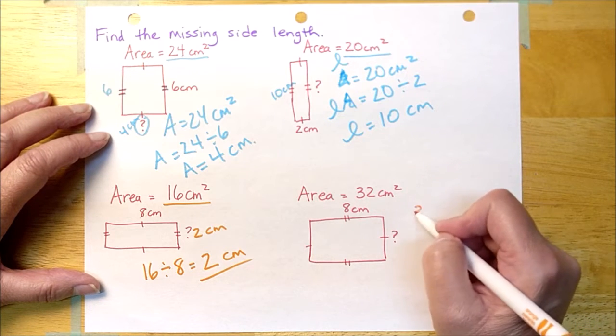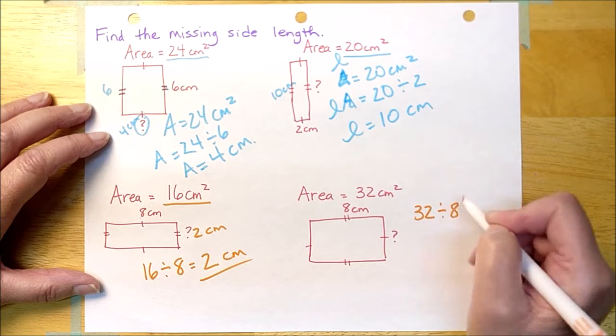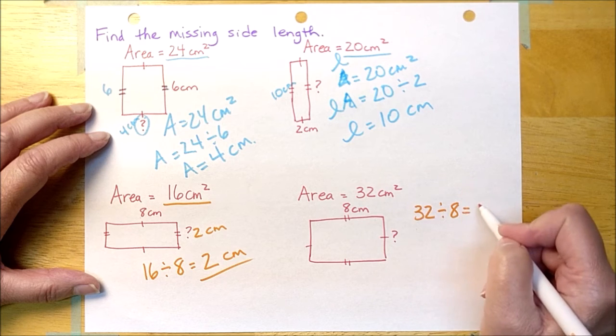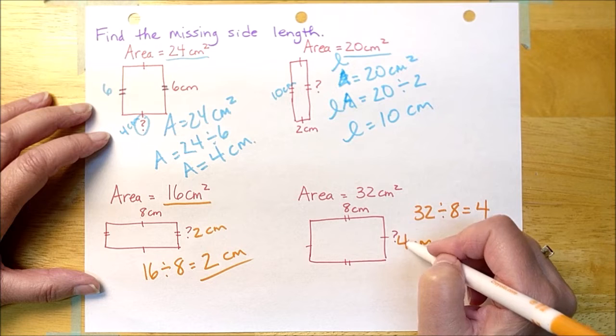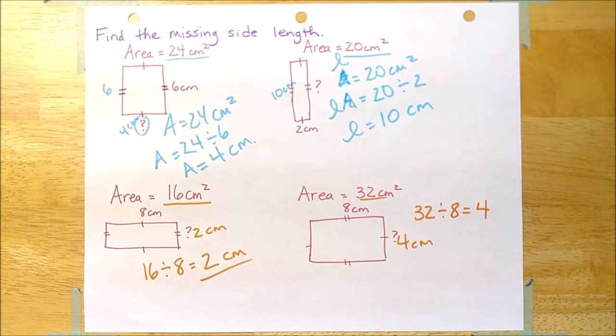This one, I have to do 32 divided by 8, because that's my one side, which would give me my missing side, which is 4 centimeters. And I can check by going 8 times 4 is 32. So that is another kind of question you are going to do today. So this is what your work looks like.